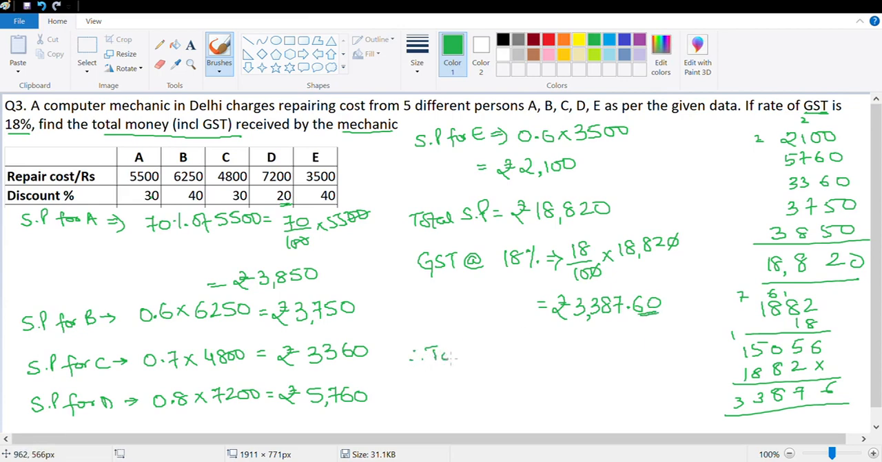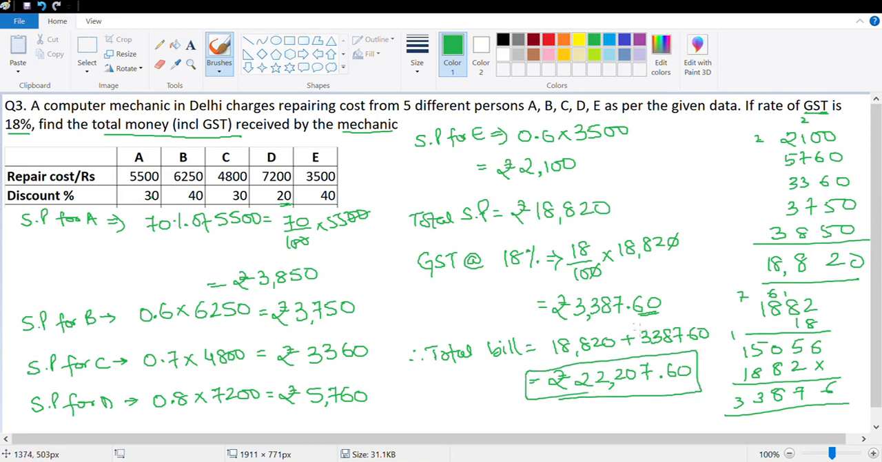Therefore, total bill will be equal to selling price, in this case 18,820, plus the GST, which is 3,387.60, and this total is rupees 22,207.60. That's the final answer. Lot of calculations, but basically the concept is simple. If you have intrastate, then you divide it into 2 parts, CGST and SGST.